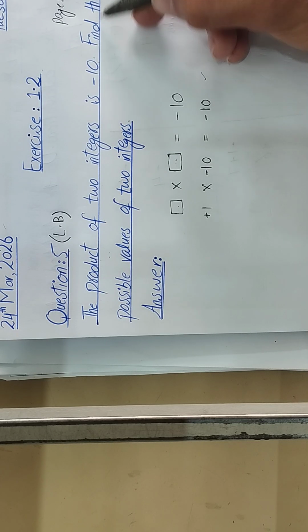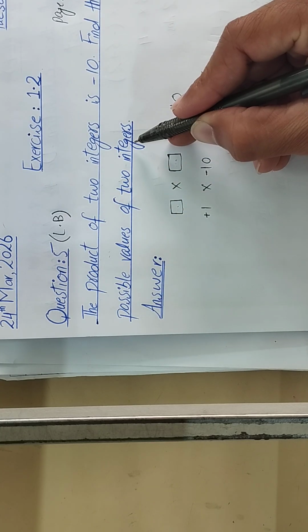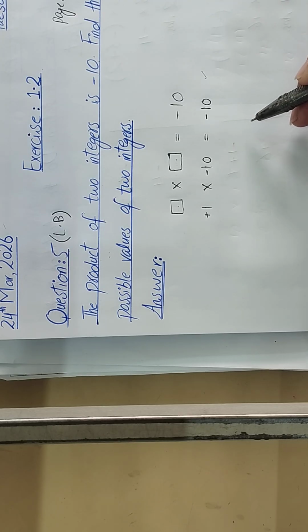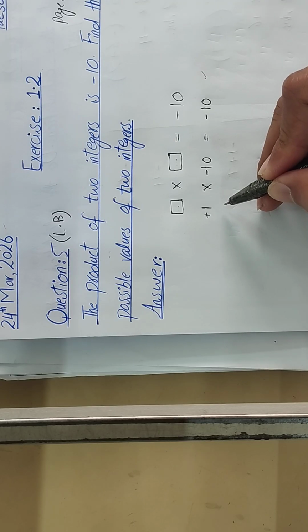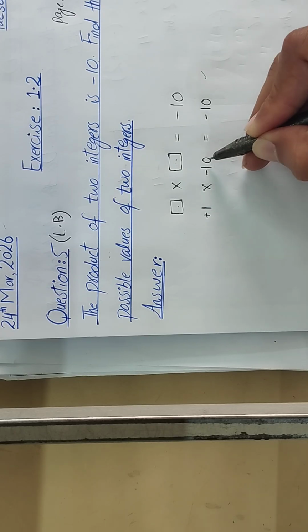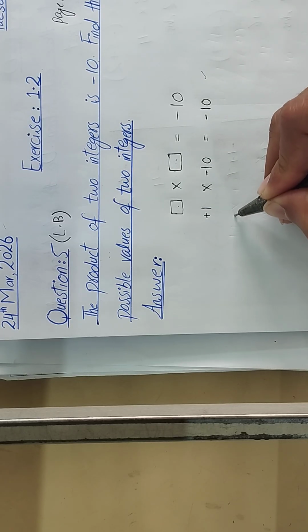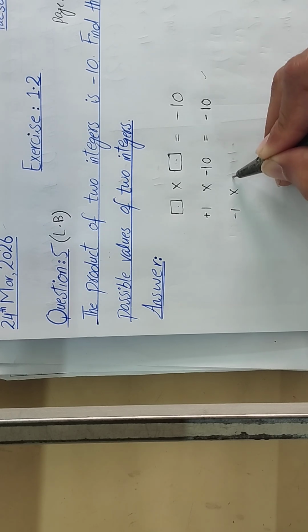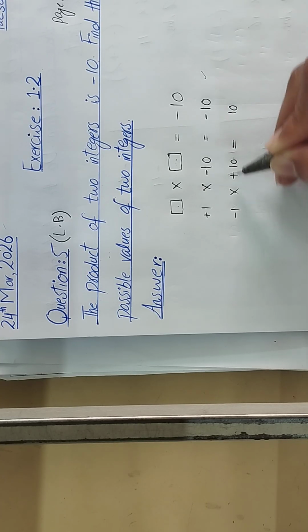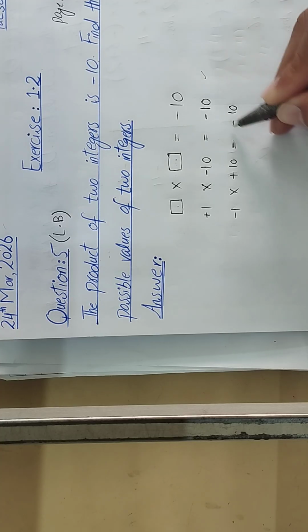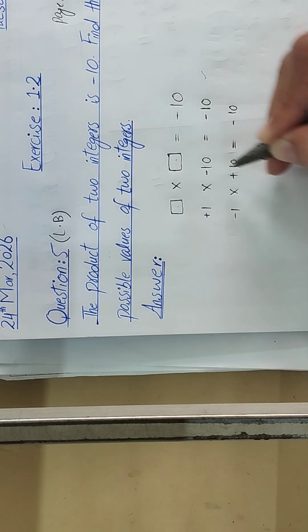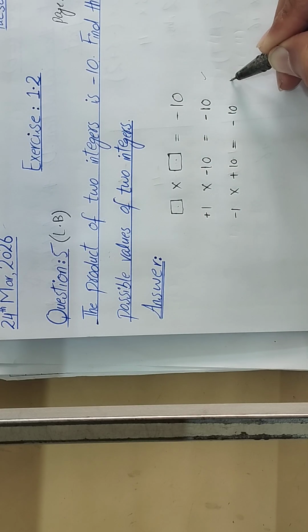But the statement says find the possible values of two integers. It means there are multiple answers to this question. We have another pair of integers to get minus 10. Let's see. If we flip the sign of these two integers, if I take this one as negative and this one as positive, what happens then? Minus 1, and if I take this one as positive, again it is 1 tens are 10 and minus multiply plus is minus. It is again minus 10, a negative integer. So this missing number can be minus 1, this missing number plus 10. So we have another option here.